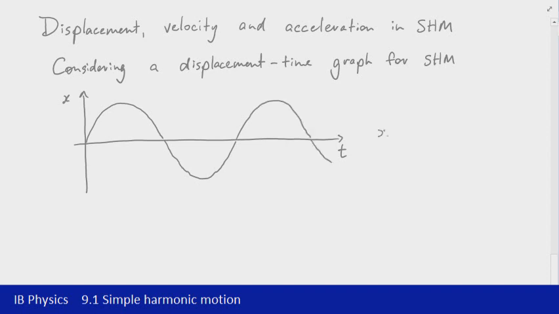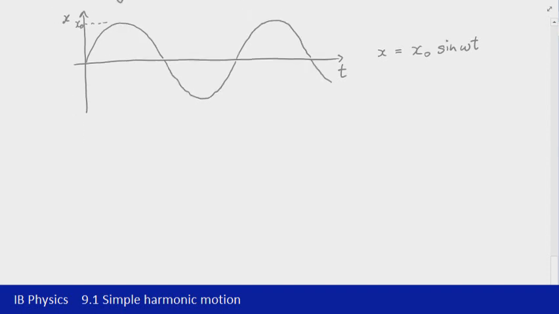And the equation for that, as we've already seen, is x equals x naught sine omega t. Keeping in mind that this value at the top here is the value of x naught, the amplitude of the oscillation itself. Now we know that the gradient of a displacement time graph gives us the velocity.